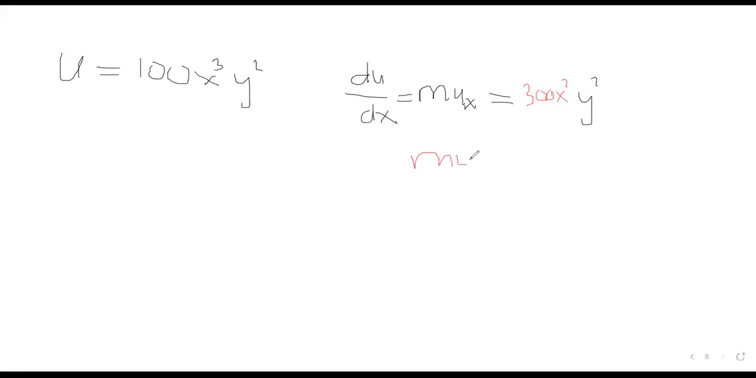How about MUy? It is du dy. Our dummy is x^3. Our derivative, we want to differentiate 100 y^2. 100 y^2 becomes what? 200 y. So this is how we differentiate. Let's get back to the note.